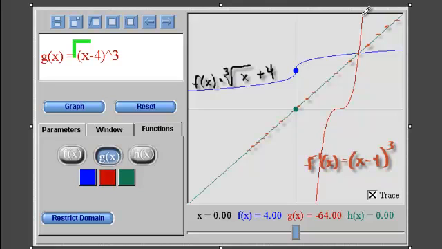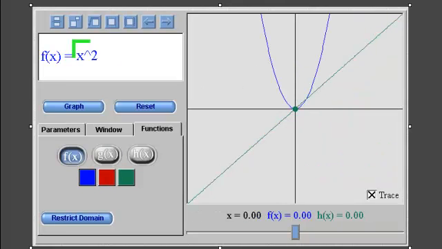If you were using your calculator, you would graph one of the functions in y1 and the other one in y2, and you could see that flip-flop across that y equals x line.